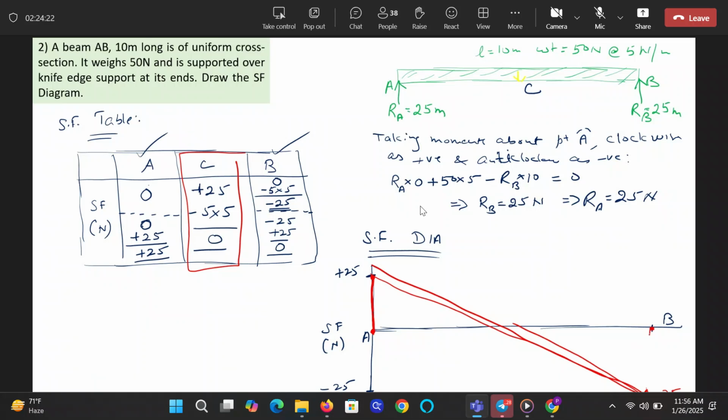And then from minus 25, it becomes 0. This red one is the SF diagram. Understood, guys? Comprising of two triangles. And guys, this side is plus 25, this side is minus 25. Where is it going to cross the x-axis? At the mid length? Yes or no? Am I right? Correct? Yes, sir. So from the diagram, what shearing force are you getting at C? 0. What was the shearing force in the table at C? 0.